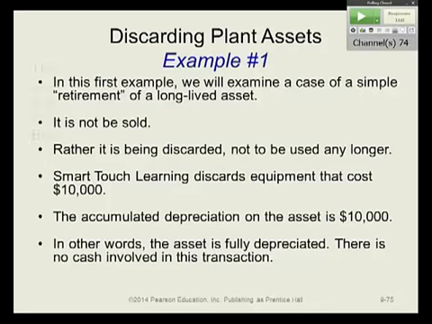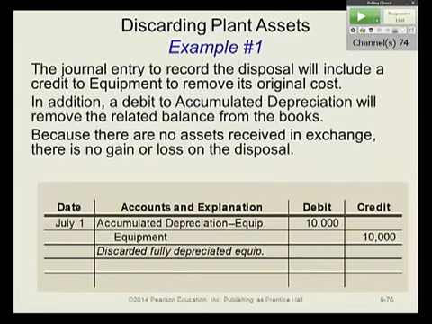So when we look at the entry, it simply debits the accumulated account and credits the equipment. It takes it off the books. Okay, so we debit the accumulated depreciation and we credit the equipment.